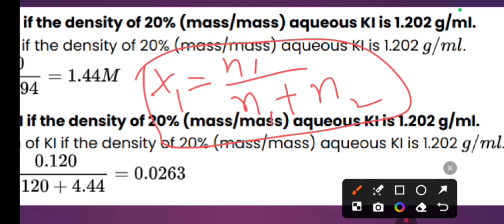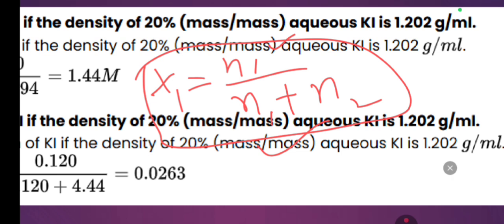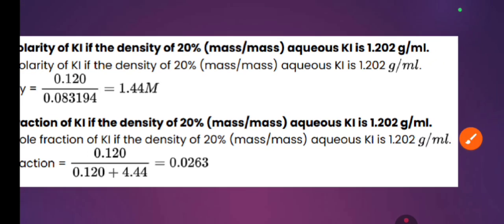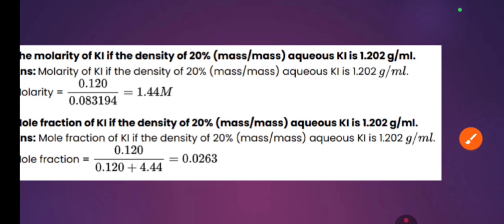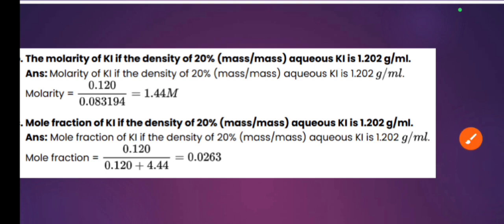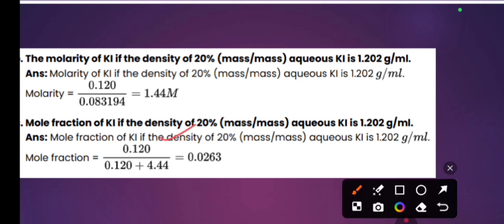Of the mole fraction, whatever you want to solve, of that moles you have to keep upside and total moles you have to keep down. Okay, so you can see moles of solute we have already solved in first part. Okay, so moles of solute down also you will keep. Now what you need? Moles of solvent.